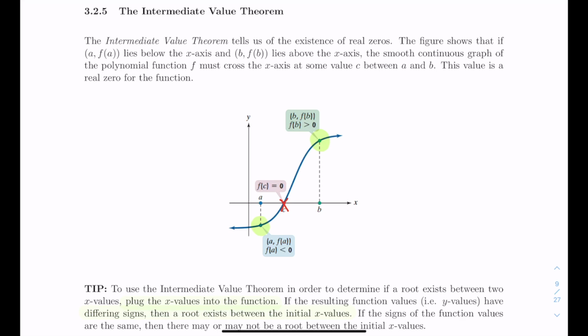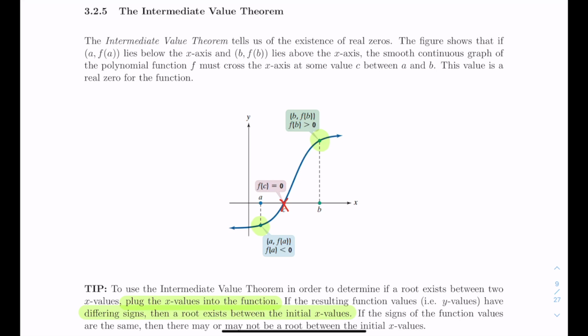To use the intermediate value theorem in order to determine if a root exists between two values, what you want to do is plug in the x values into the function. If the resulting function values, or our y values, have differing signs, so one is positive and one is negative, then the root exists between those x values. If the signs are the same, then there may or may not be a root between those x values.